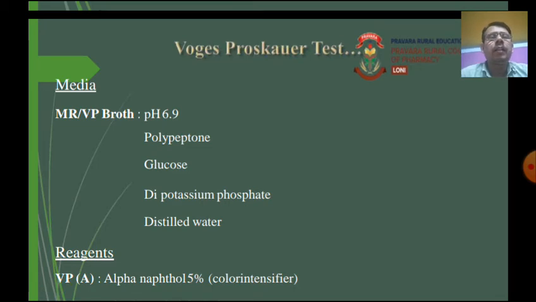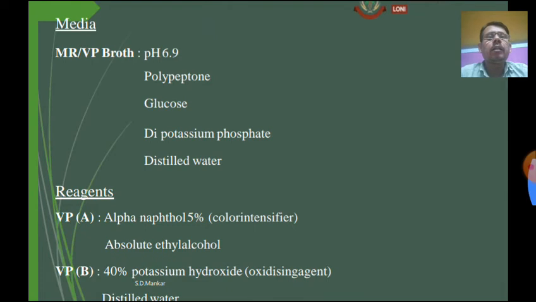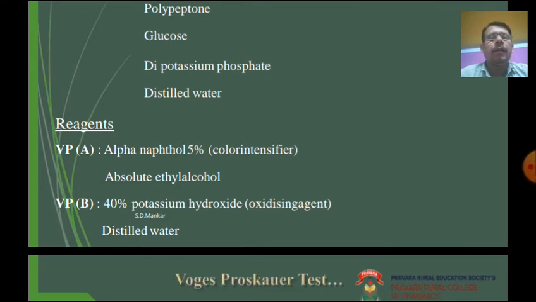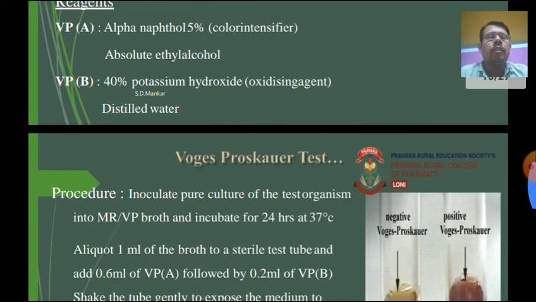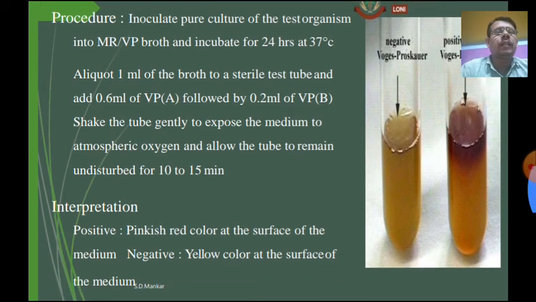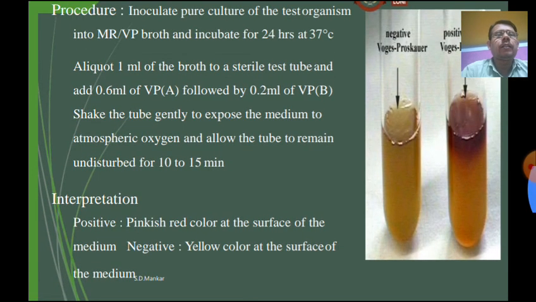The Voges-Proskauer test uses the MR-VP medium. The MRVP medium, pH 6.9, contains polypeptone, glucose, dipotassium phosphate and distilled water. The reagents are alpha naphthol 15% with absolute ethyl alcohol, and 40% potassium hydroxide as an oxidizing agent in distilled water.